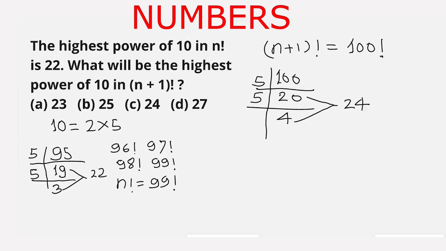And that will be the power of 10 in n plus 1 factorial. And from the given options, our answer is option C, 24. That will be the maximum or highest power of 10 in n plus 1 factorial. I hope you have understood the concept as well as the solution of this question. We go to the next question.